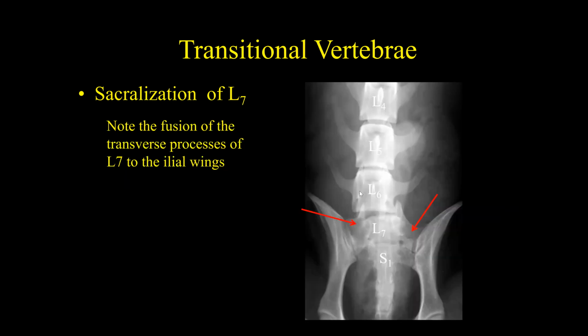Here's a real example of one. So here's L6 and here's L7. L7 in this particular case has fused on both sides with the iliac wings and the sacroiliac joints. And you can see it's led to this joint space between L6 and L7 being nice and wedged. So this part's real narrowed, this part's widened. It leads to instability of that joint, which leads to disc problems.